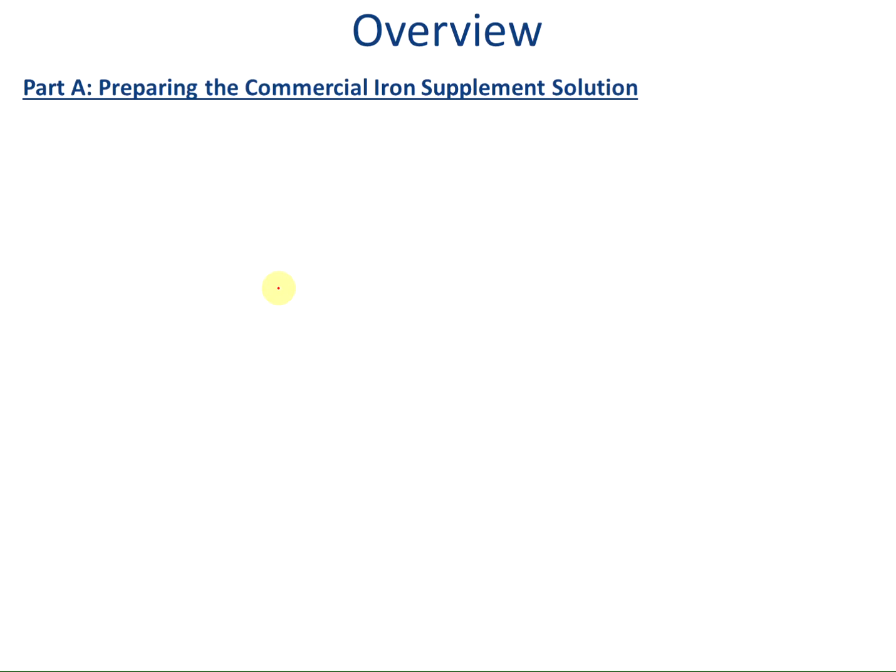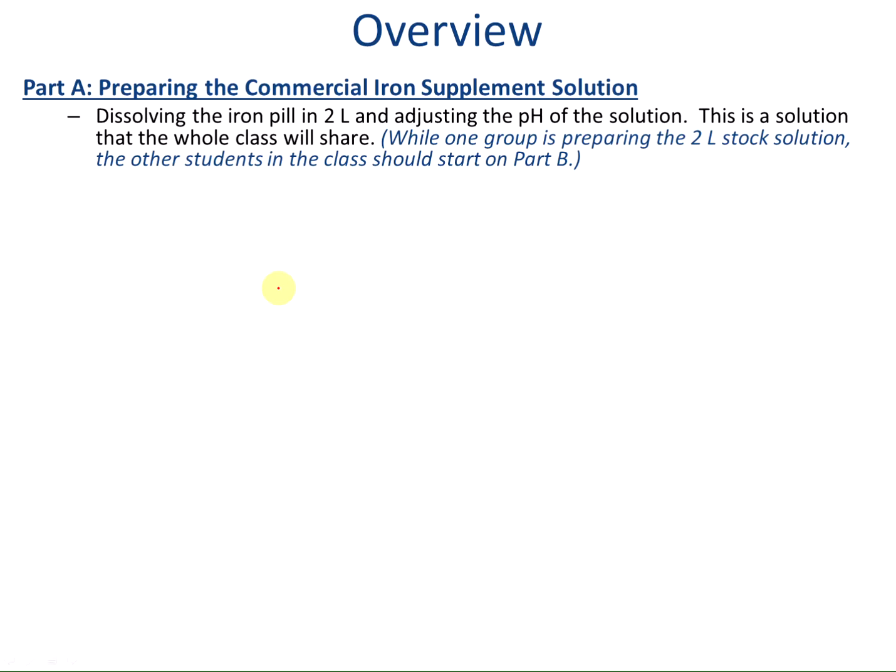So part A, we're going to be preparing the commercial iron supplement solution. So one group in the class is going to be doing this first part. Basically, you're going to be dissolving the iron pill in 2 liters of water and adjusting the pH of the solution. Now, while one group is doing this, the other students in the class should be starting on part B. That way nobody's sitting around twiddling their thumbs.